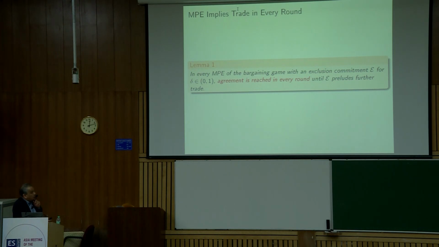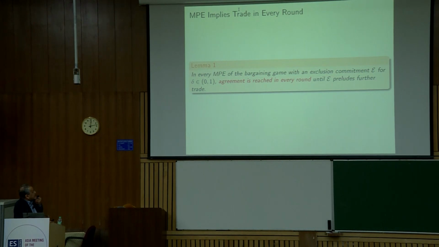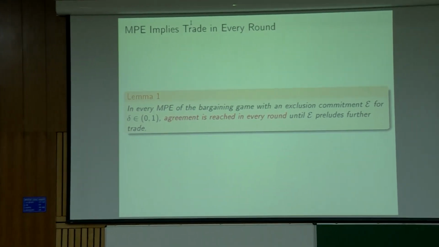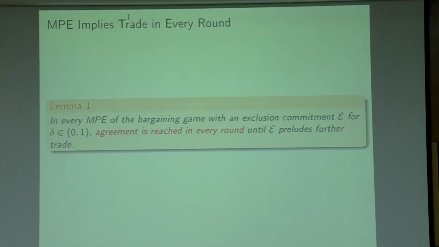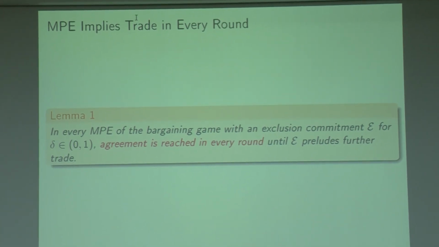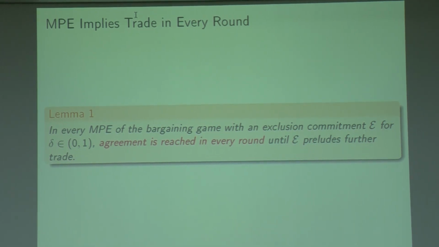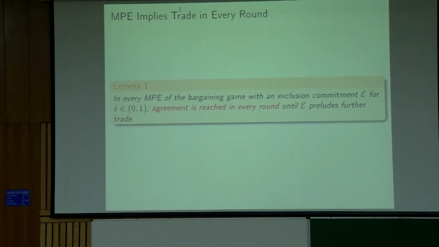So I'm now diving into some analysis. Despite what Arunav said, if there's something I can clarify, I'd be happy to take a question. So in any MPE, trade takes place in every round. That is a familiar result in a range of bargaining models. So there's no unnecessary delay. That's one base. I'm going through some simple analysis now to get to the optimality of exclusion commitments.